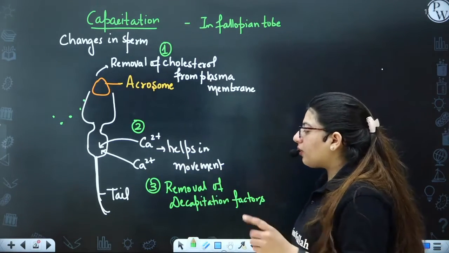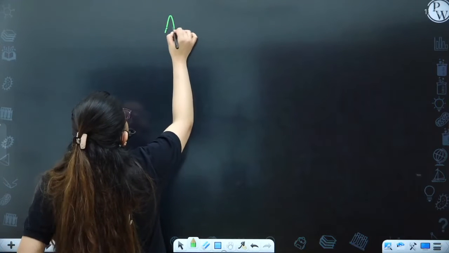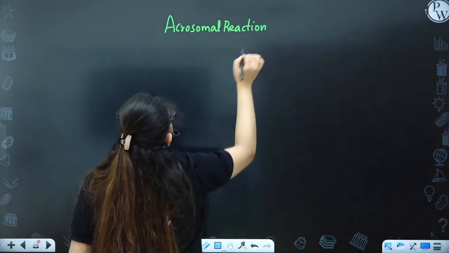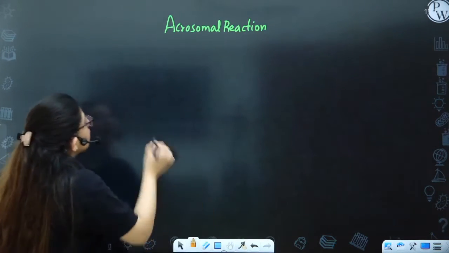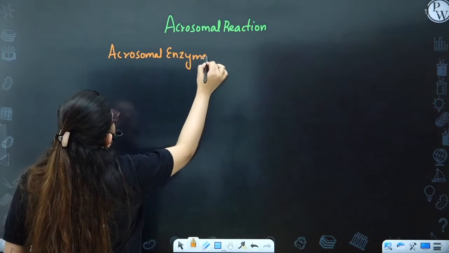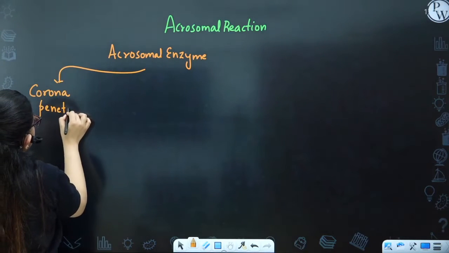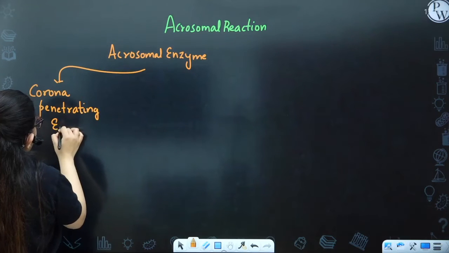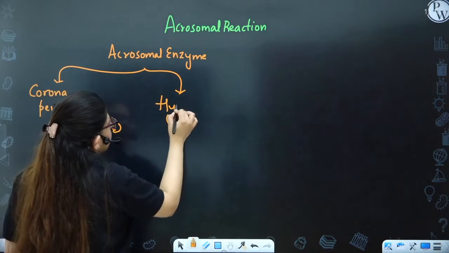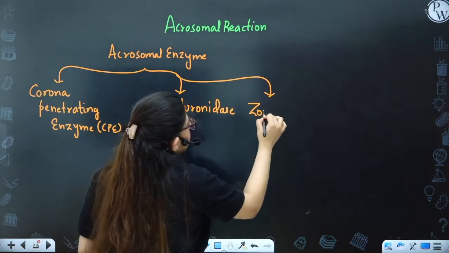Now the next thing that will happen is the acrosomal reaction. What is the acrosomal reaction? Let's see. Acrosomal reaction means somewhere the acrosome is related. I've told you the acrosome secretes enzymes. So let's first see the acrosomal enzymes secreted by the acrosome. The first one is corona penetrating enzyme, and its short form is CPE. The second is hyaluronidase, and the third one is zona lysin.